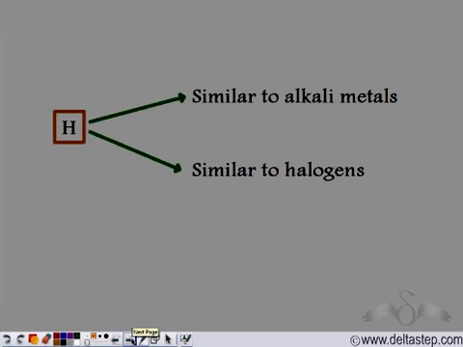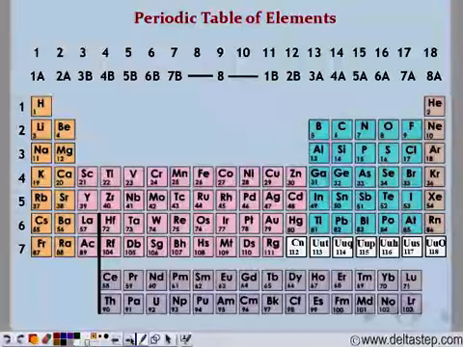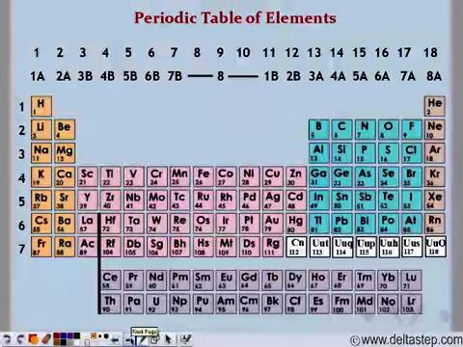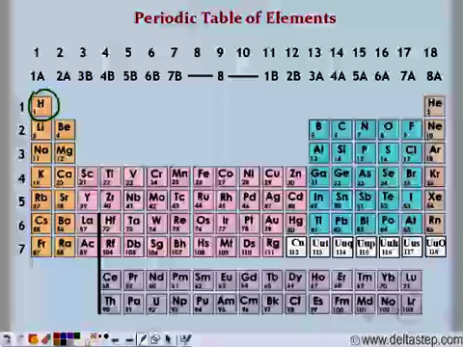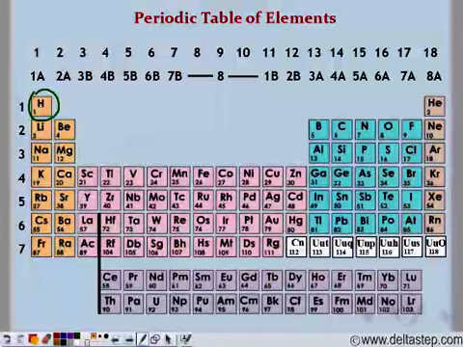So because of this, hydrogen shows properties similar to alkali metals and properties similar to halogens. The position of hydrogen in the periodic table is till date contradictory. For convenience, we place it in group 1, that is in the alkali metal series, but the position of hydrogen in the periodic table is till date not resolved.